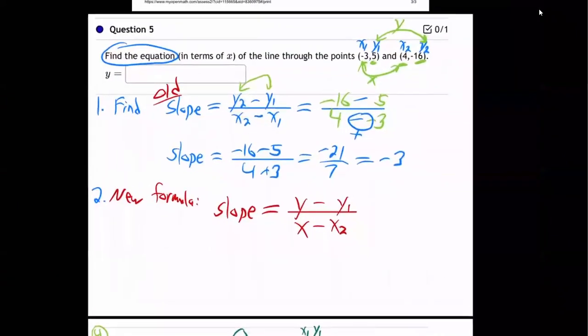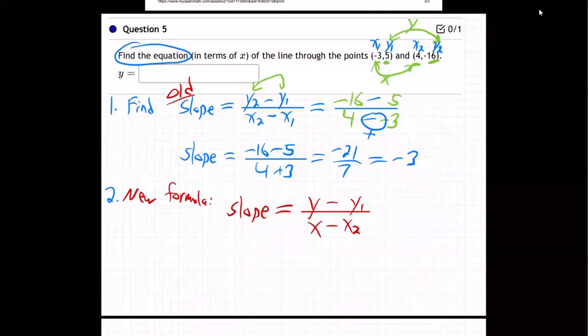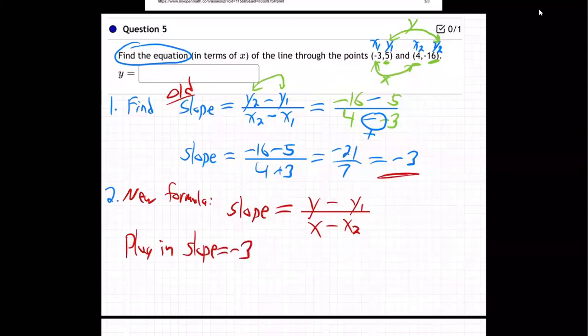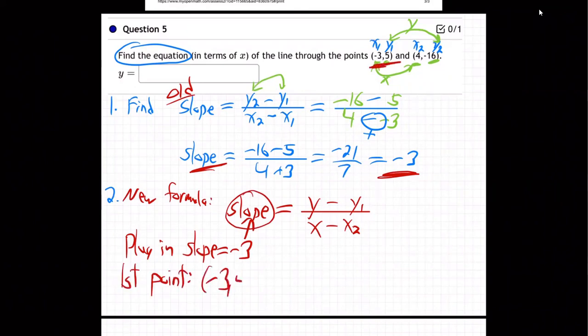So now that we have the slope from step number 1, we can plug in the slope, which we found. Right here, slope is negative 3. So plug in right there the slope and the point. Either point, I'll just do the first point. It doesn't really matter. I'll do the first point that they gave us up here. You could use either one. I'll just do the negative 3, 5. You could use the second one, the 4, negative 16. Use either one, and that'll be your x1 and your y1.